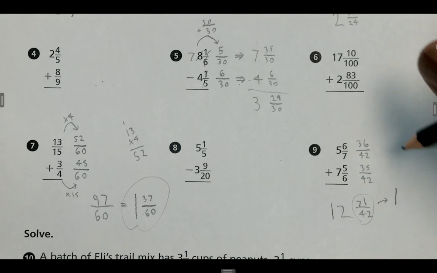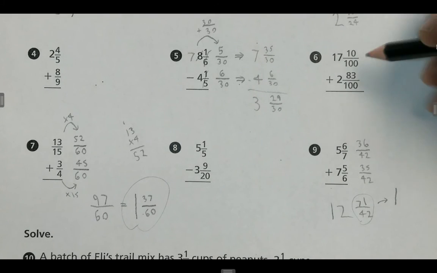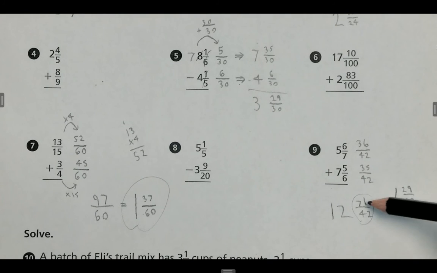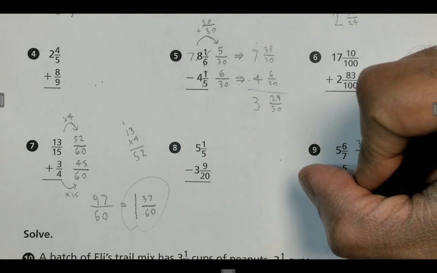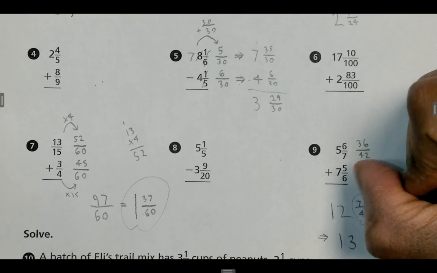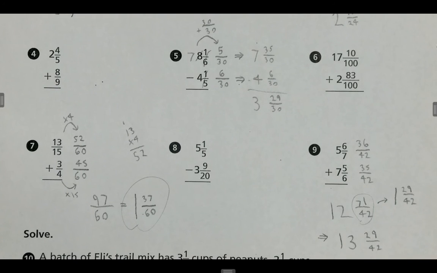Let's see, 1 and I'm going to say 29 over 42. I try to do 71 minus 42 in my head, and I think it's 29. Just going to quick check that in my head again. Yep, I'm going with it. Now, this gets added to the whole number 12. And I get a final answer of 13 and 29 over 42.